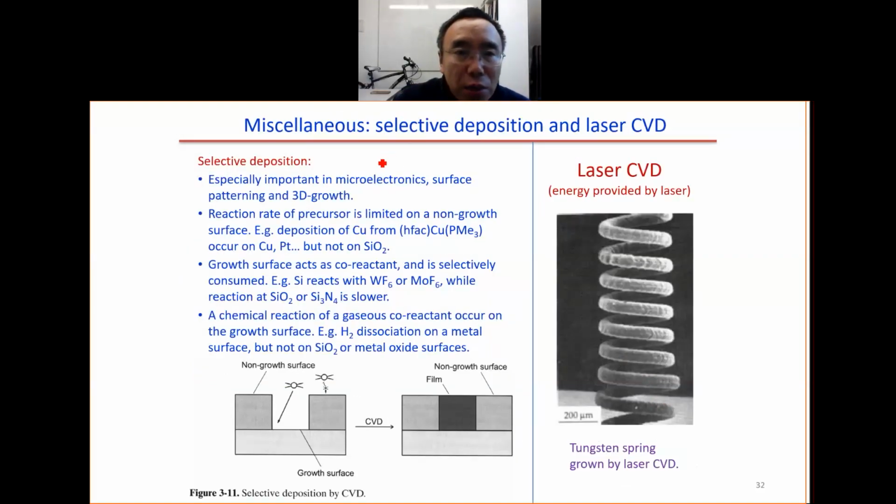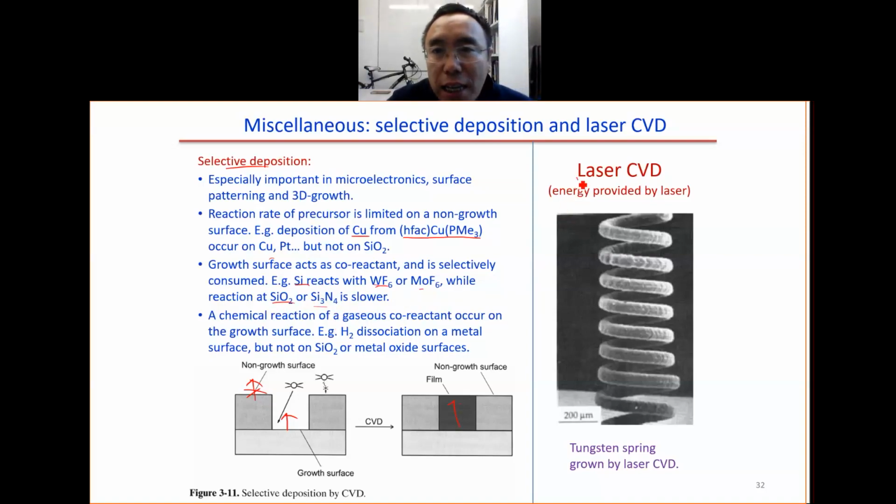Lastly, we talk a little bit about selective deposition. In this case, there is deposition here, but no deposition on the other surface. In the end, we form a film only in a trench. For example, the deposition of copper from this complicated organic precursor gas will happen on the metal, but not on the silicon oxide. Another example is that when we grow tungsten or moly, they grow faster on silicon than on silicon oxide or silicon nitride.